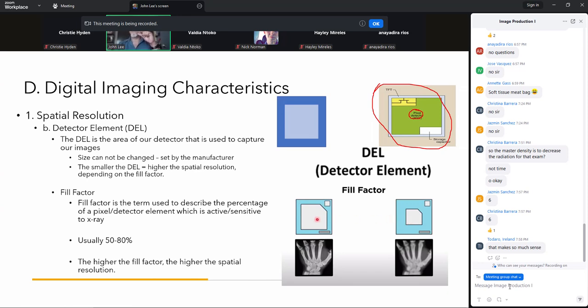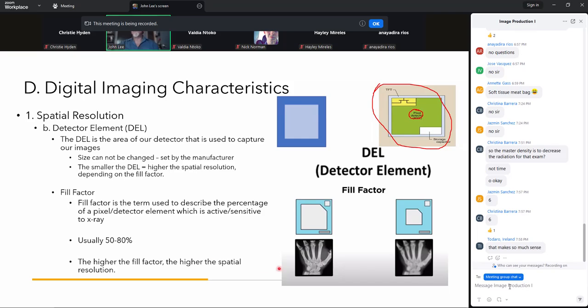In order for the signal to be a specific amount, we need to be able to detect the radiation. So what the fill factor does is it actually allows for a lowering of the amount of radiation that is required to get a diagnostic image where it doesn't appear noisy.